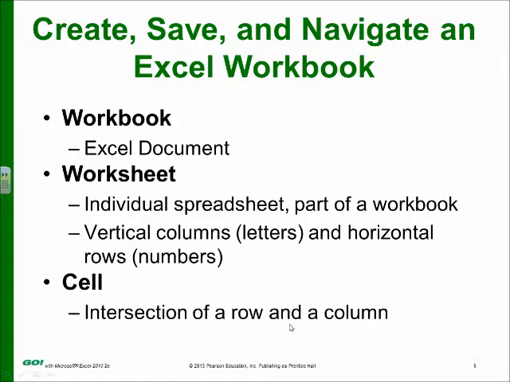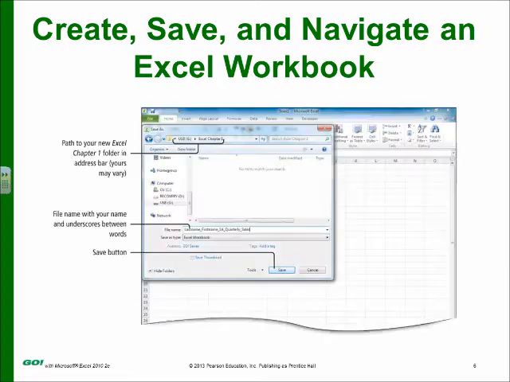The intersection of a column and a row is what we call a cell. So as we are working through Excel, you will hear us talk about cell. We'll refer to the boxes as cells. Those are, again, the intersection of a column and a row.